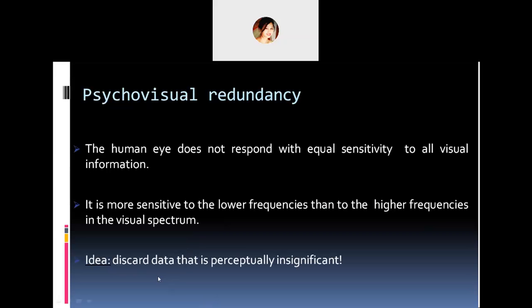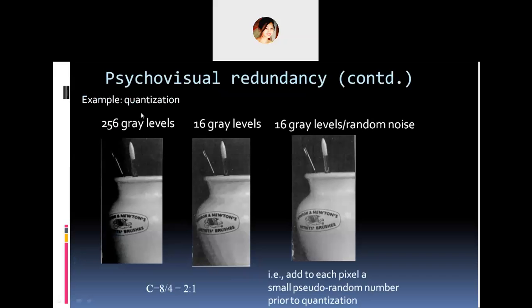So the idea for reducing psychovisual redundancy is to discard the data that is perceptually insignificant, that is, the ones which you cannot see, you can directly discard. So that is psychovisual redundancy. And on these types of redundancies you will get problems also. You will get sums to solve, a bit complex, but no problem.